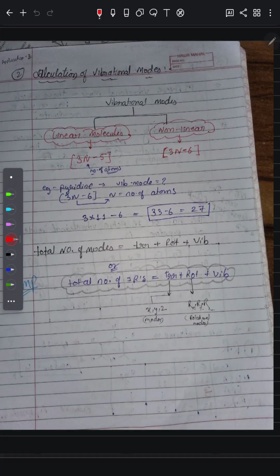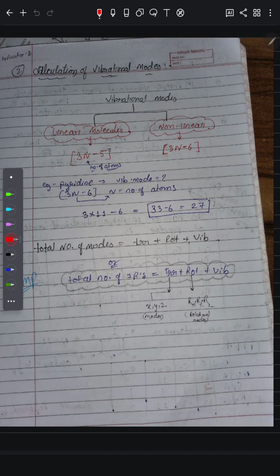Now let's discuss the second application, which is the calculation of vibrational modes. With the help of this we will find out about vibrational modes. In general, in physical chemistry, we use vibrational modes for linear and non-linear molecules. The formula is 3n minus 6 for a non-linear molecule, and for a linear molecule it will be 3n minus 5, where n represents the number of atoms.